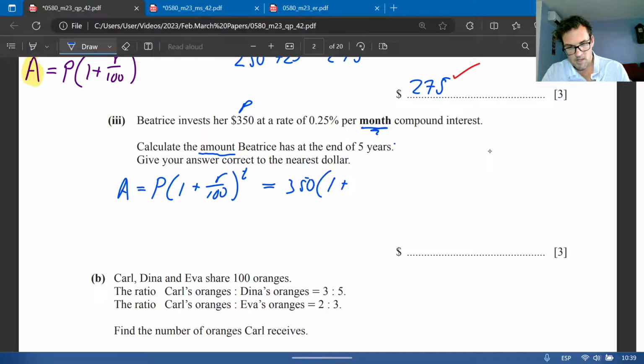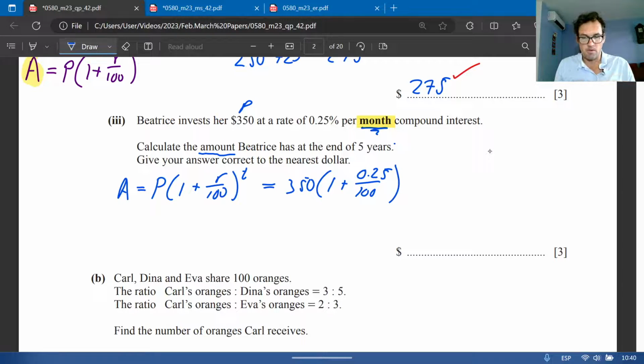1 plus the rate, 0.25 out of 100. And then, do we put 5 there? No. We don't put 5 there. Because that highlight there, that month, is in bold. We need to be careful, okay? If anything is in bold, you just go carefully. Because this will be calculated monthly, not yearly.